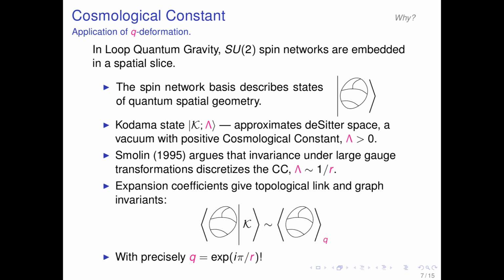And if you consider the expansion of the Kodama state in the spin network basis, you find that these coefficients are simply the evaluations of abstract spin networks, as I've shown you before, which are evaluated as SU_q(2) spin networks, with q given precisely by the root of unity with the corresponding r.